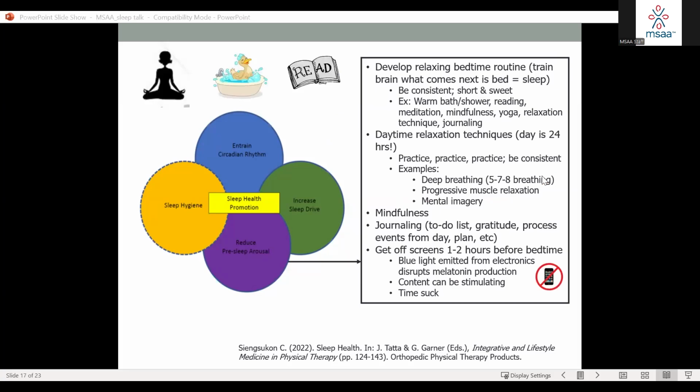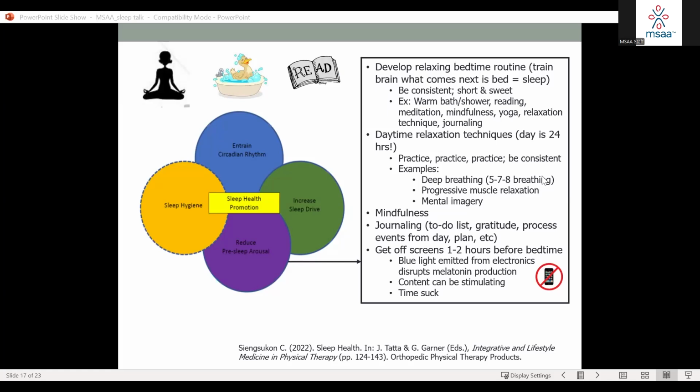So those are training circadian rhythm and increasing sleep drive. Again, another big thing we focus on is reducing pre-sleep arousal, so that way those two physiological processes can actually do their thing. So there are two things that we really focus on with our clients.